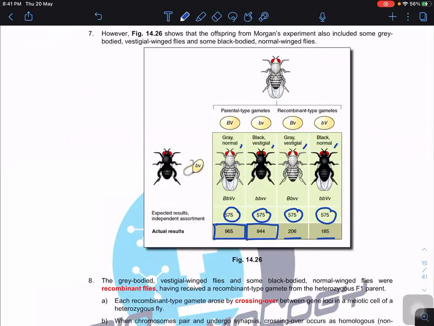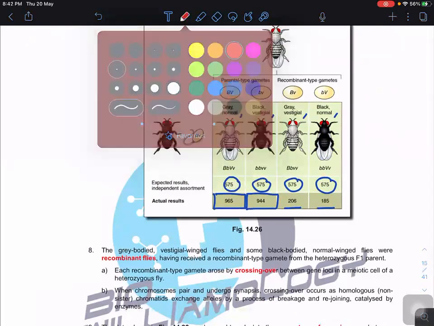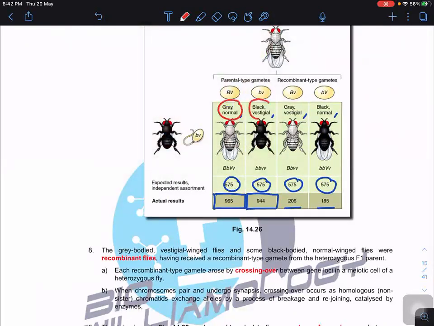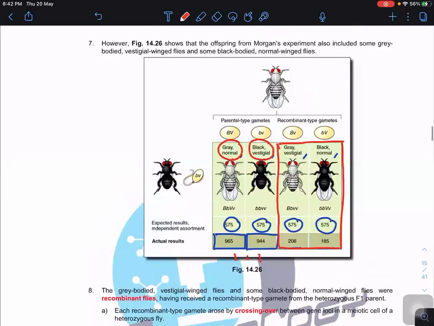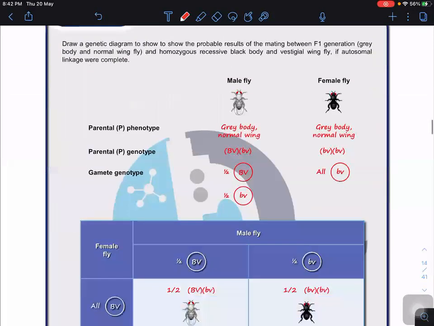But now, if you look at this data again, it is not correct, because I still cannot get a 1-to-1 ratio. My ratio here is the gray body, normal, black vestigial, or black short, in a 1-to-1 ratio, which seems correct. But how about this? Where do these two come from? Why do we have these two phenotypes? Because according to my cross, I will only have gray body, normal wing, and black body, short wing. So where do these two come from?